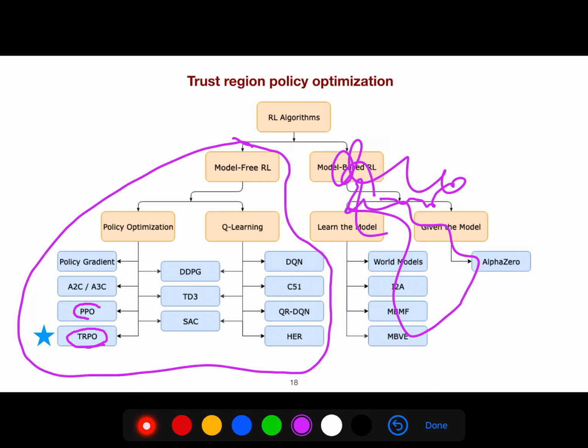Of course, there is also proximal policy optimization. This one is also beautiful, and it is one of the most popular approaches. But today, I just concentrate on trust region policy optimization because of its theoretical understanding. So your model-free approach could be either Q-learning or policy optimization. You can also combine Q-learning and policy optimization.